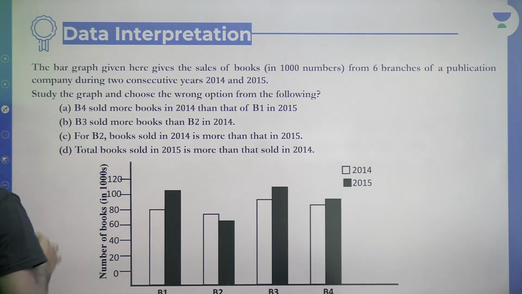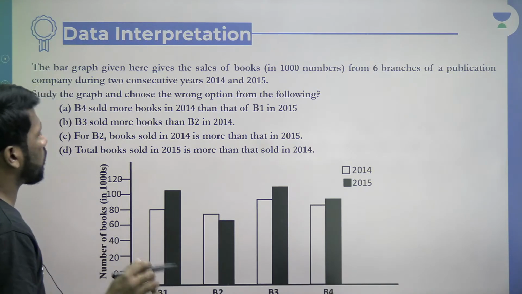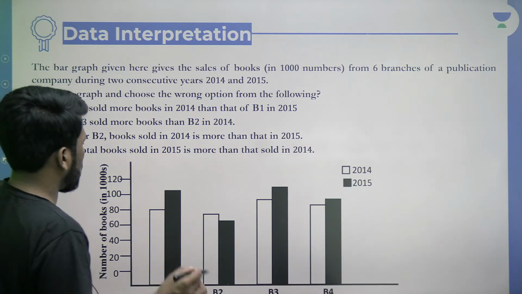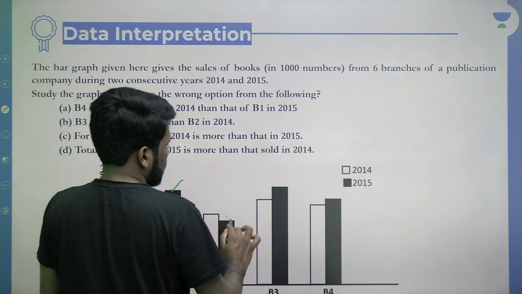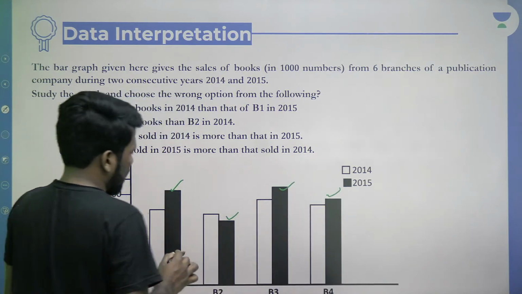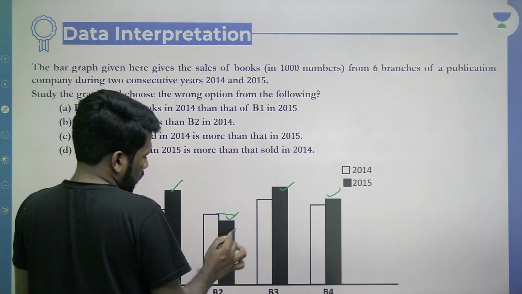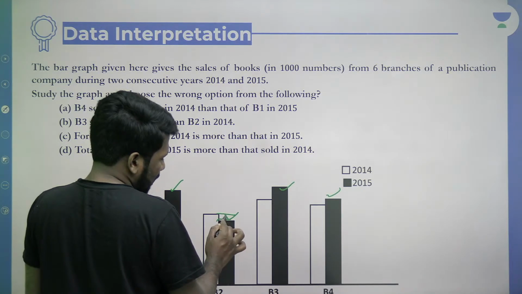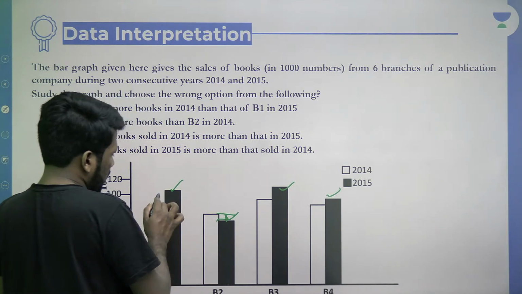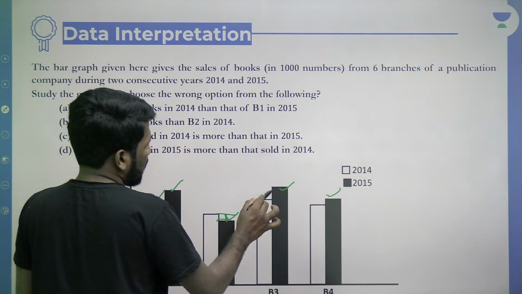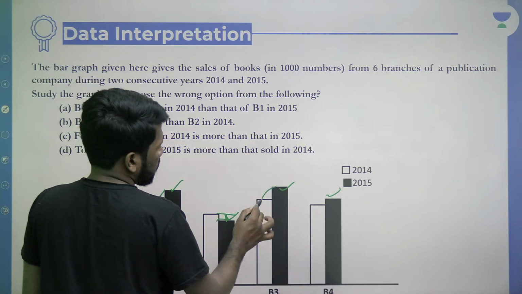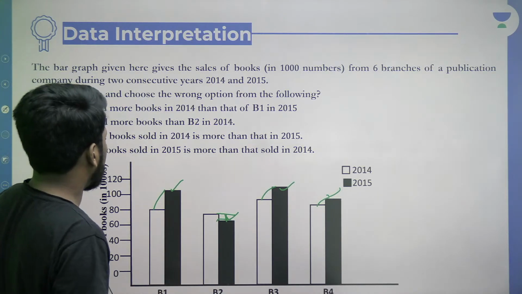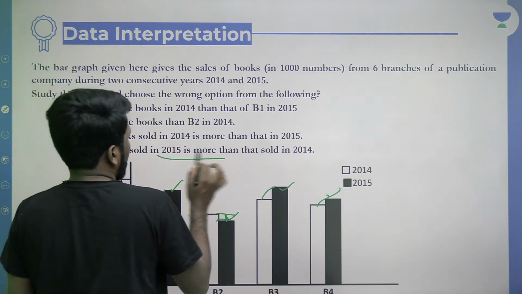Total books sold in 2015 is more than that sold in 2014. So total books in 2015 is more than the total books in 2014. 2015 total books will be this plus this plus this plus this. Clearly only in the case of B2, 2014 is more, but that is a very small difference. In all other cases 2015 is much more than 2014. That is enough to say that this is clearly correct.